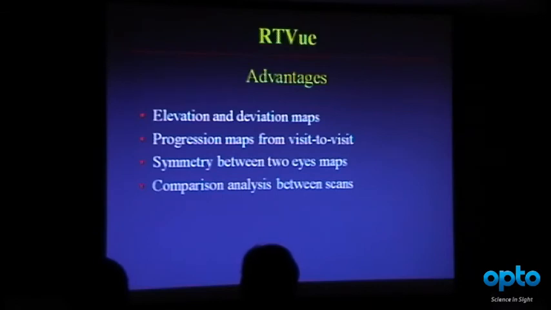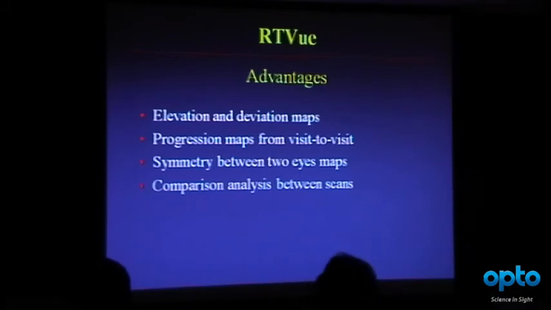The software to evaluate the scans is unique for the Optovue. The Optovue allows you to look at elevation maps and deviation maps. The deviation maps can be deviations from normal or deviations from previous visits. Also, there are progression maps. Since the scans can be registered from visit to visit, you can see the change over 4 previous visits automatically with the software. If you're interested in symmetry between the 2 eyes, that's again more important for glaucoma than it is for most retinal disease. That can be done as well automatically.